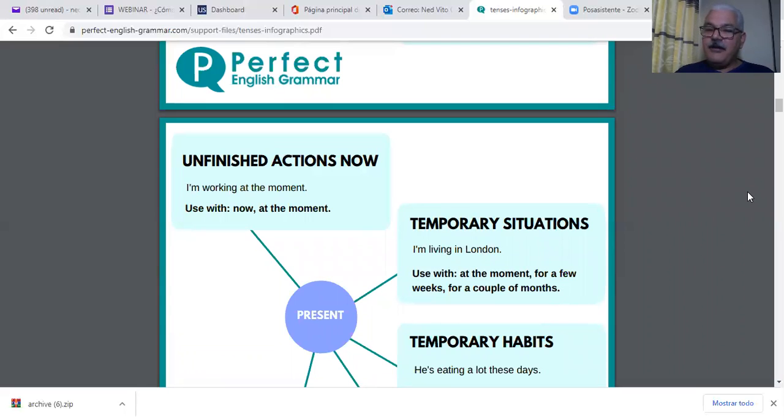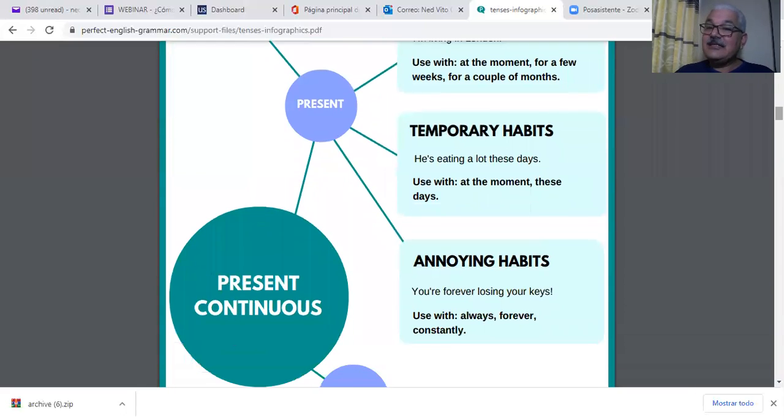Then for a temporary habit, we can say he's eating a lot these days. So we could also say he's eating a lot at the moment. He's eating a lot for a period of time, that is today and perhaps the following days, and maybe he started in the past.